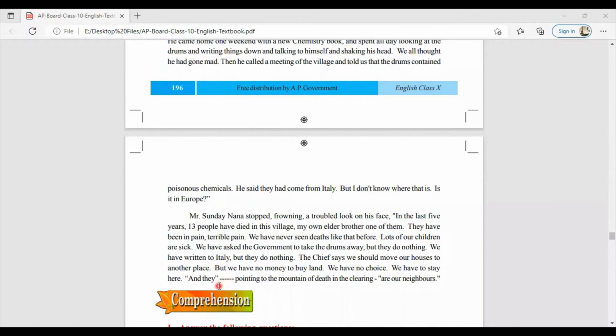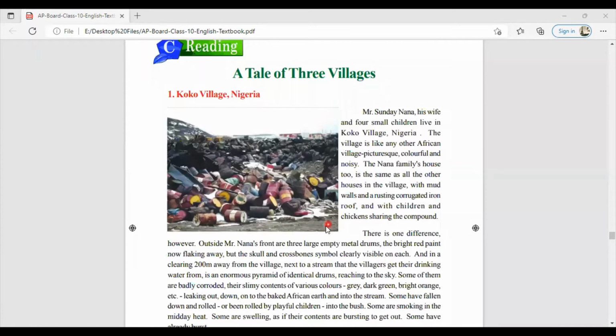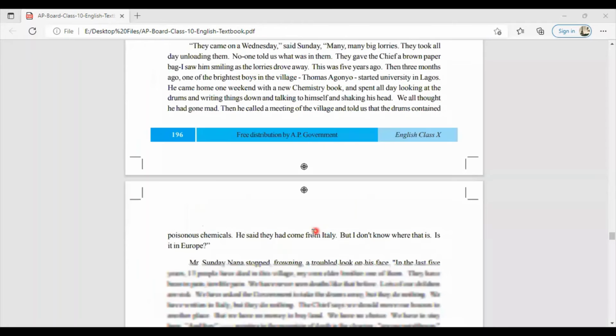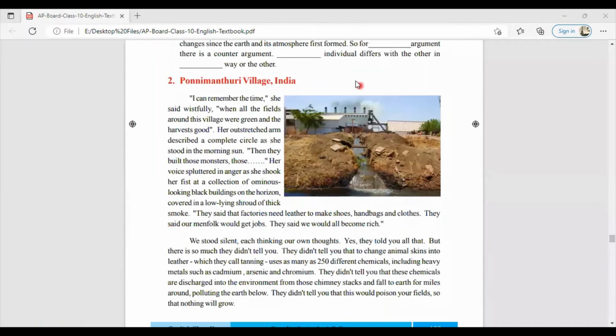And it is full of pollution. Poisonous chemicals are moving towards that particular stream of water. You can see in the picture, the water stream is there, right? Because of that, water pollution started in that particular area. That is the thing from Cocoa Village.